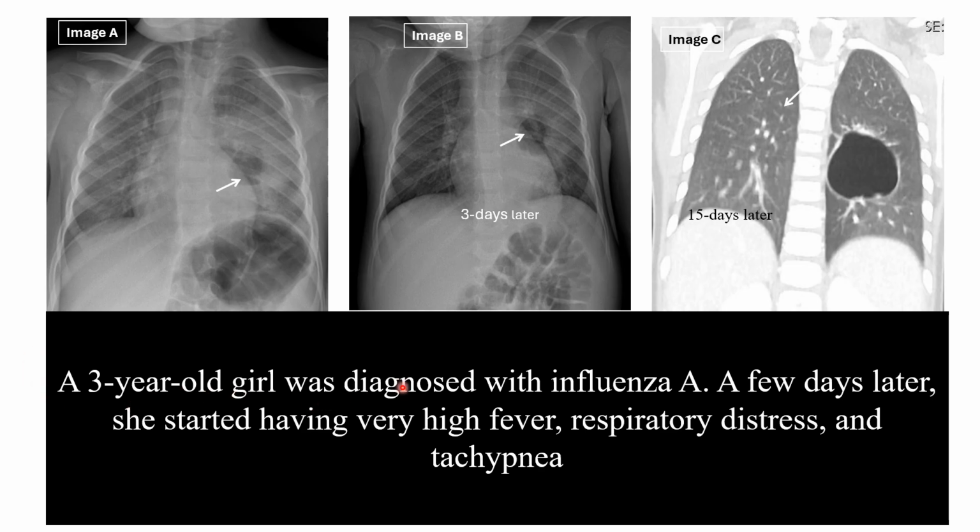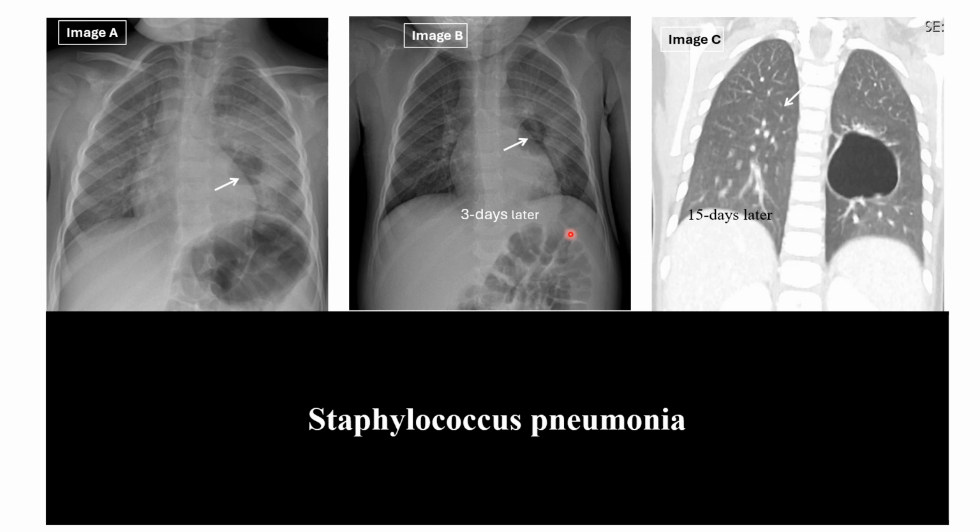A 3-year-old girl was diagnosed with influenza A. A few days later, she started having very high fever, respiratory distress, and tachypnea. Chest X-ray showed extensive left lung pneumonia with a small cavity. Antibiotic was started. 3 days later, the chest X-ray showed less consolidation in the left lung with a larger cavity. CT scan was ordered 15 days later and showed complete resolution of consolidation and a thin-walled cavity. What is the most likely cause? Staphylococcus pneumonia, commonly associated with cavities, and also a common complication after infection with influenza.